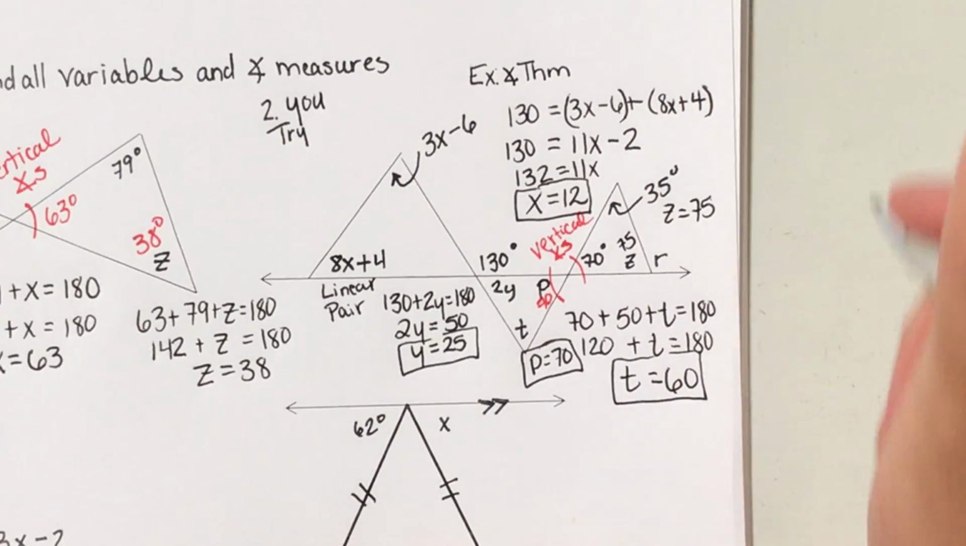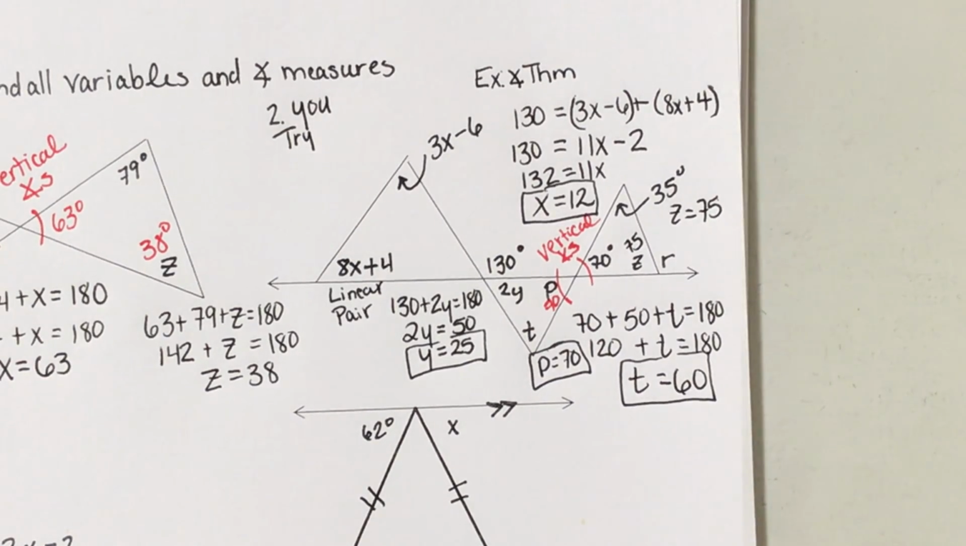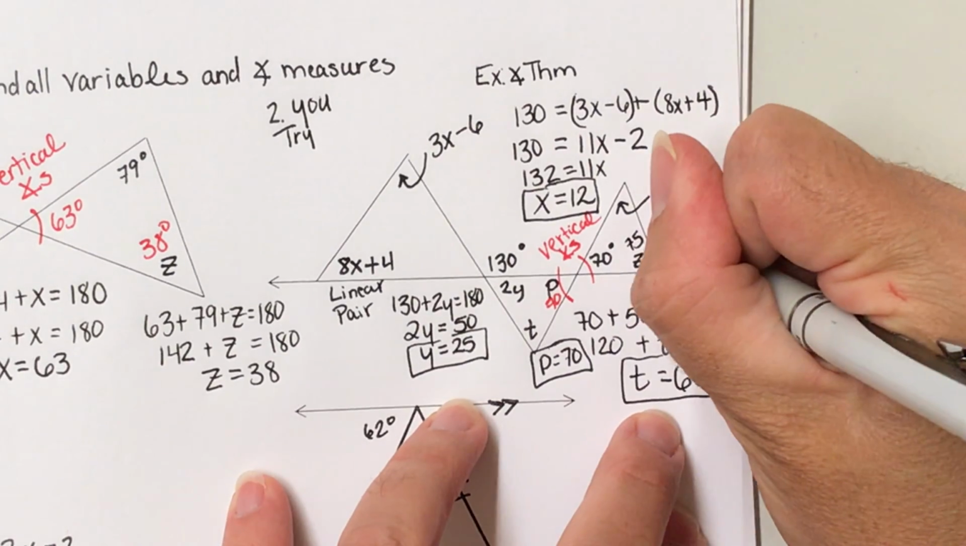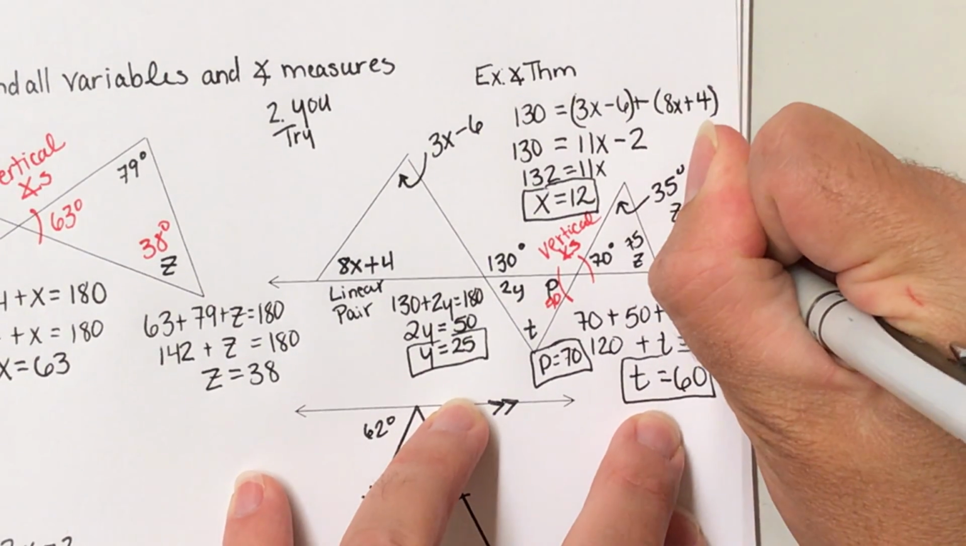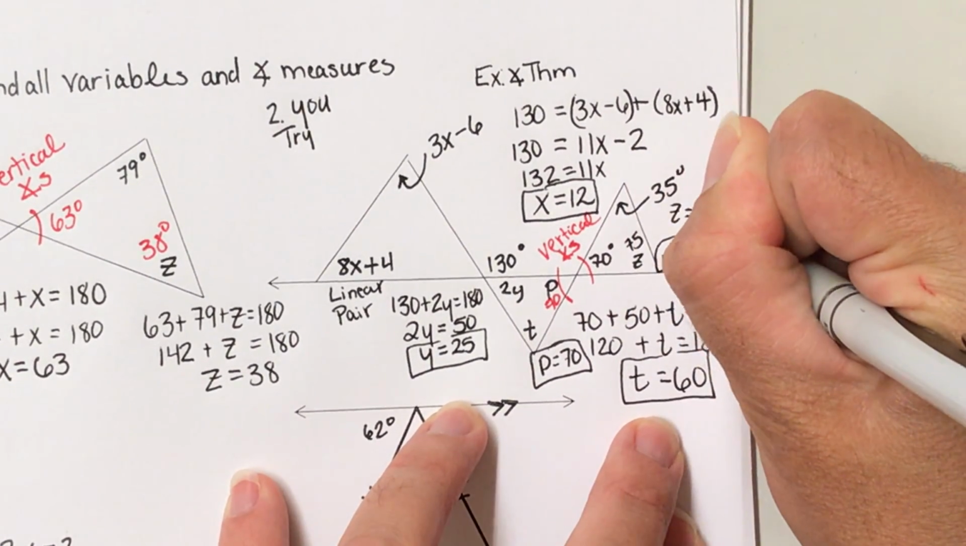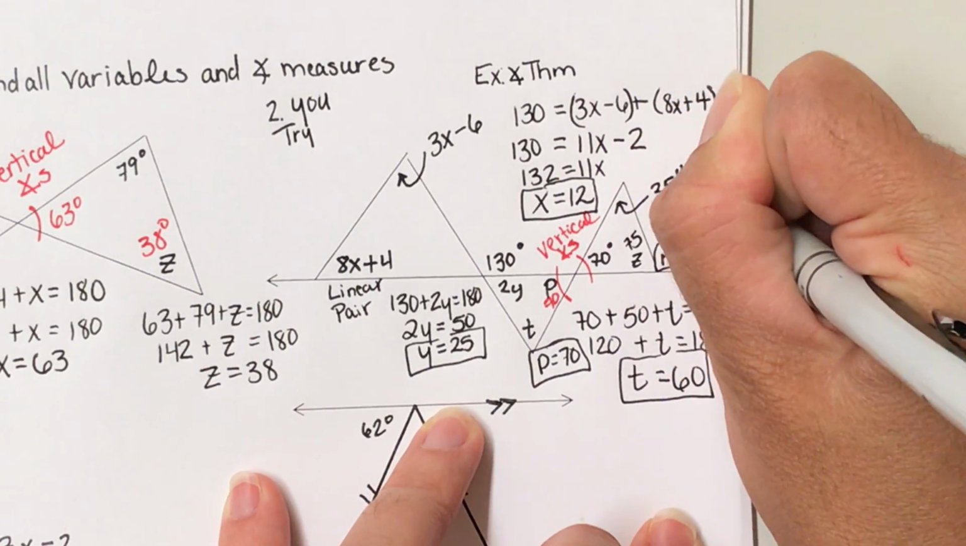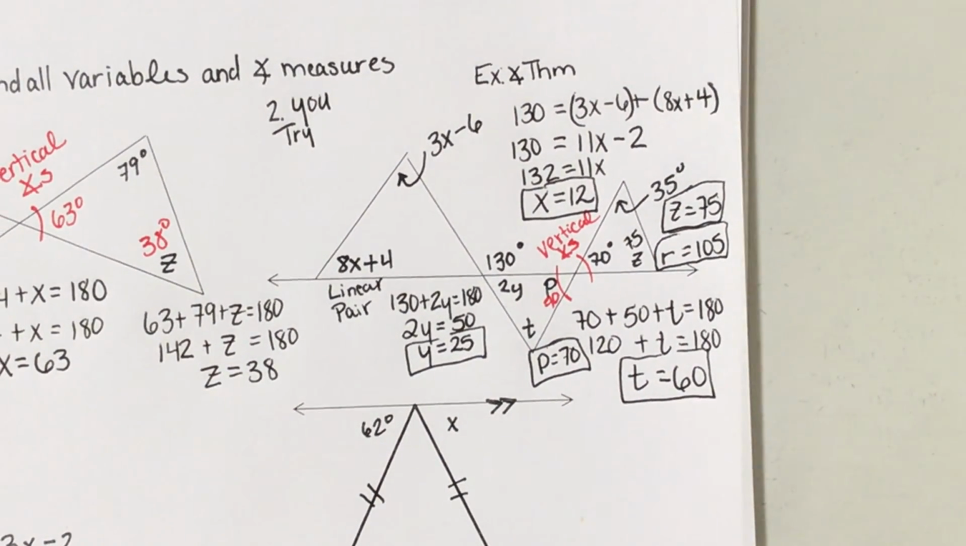And so what does that leave me with for r? So I can use my linear pair. So 180 minus 75 is going to leave me with 105. And so r has a value of 105. Okay, so I think we have found all of our variables in this one picture. Hopefully you got those right.